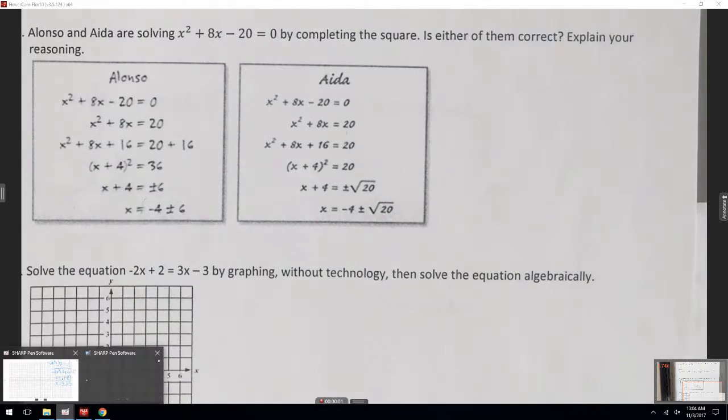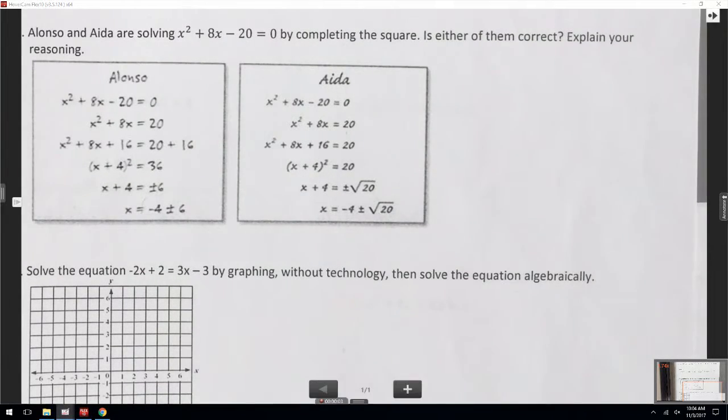What would you do first to get the variables by themselves? Add a 20, right? You would get x squared minus 8x equals positive 20, right? Y'all okay? Then what do we do on the second step? We divide... Is it plus 8x? Oh, okay, sorry.